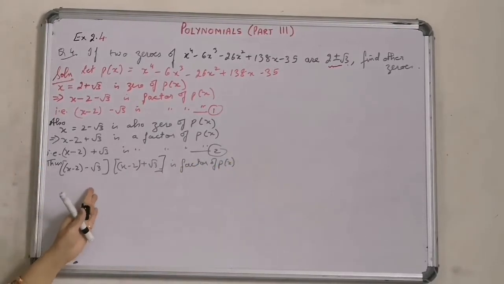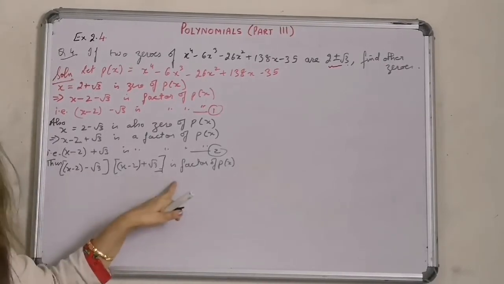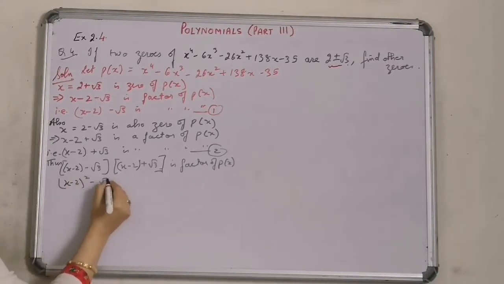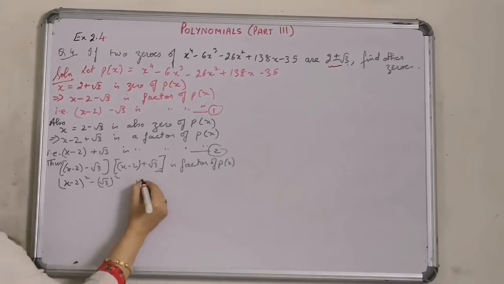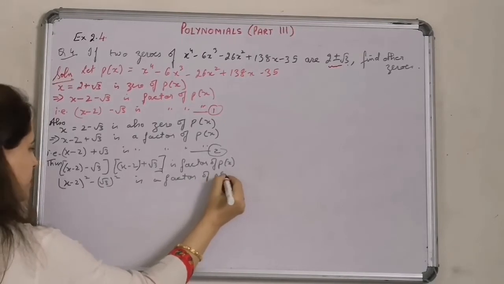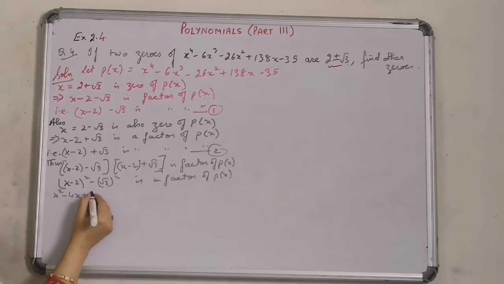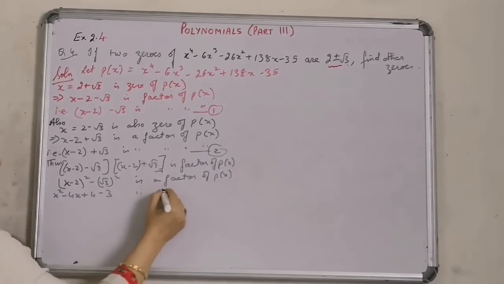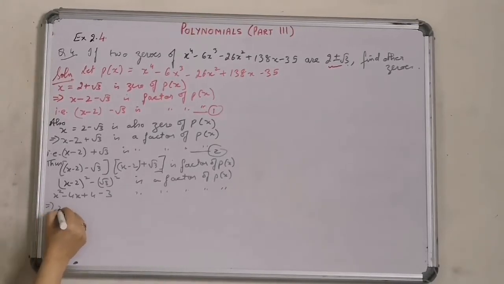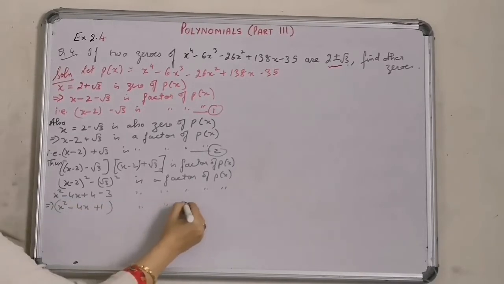Now if you look at it minutely, you will observe that this reminds you of the identity a minus b into a plus b. So when we multiply, we get a square minus b square. So this is a factor of p(x). Moving ahead, if we open this, it is x square minus 4x plus 4 minus 3 is a factor of p(x). Let's simplify it further. We get x square minus 4x plus 1 is a factor of p(x).